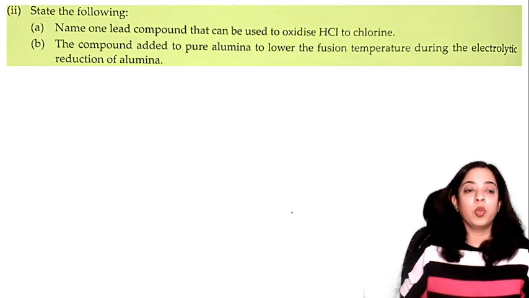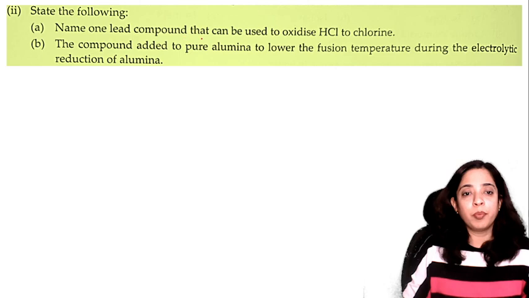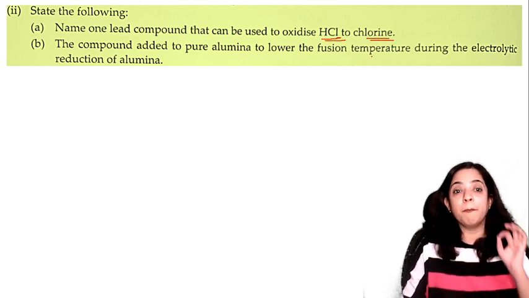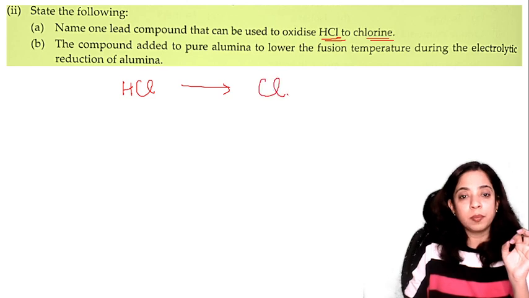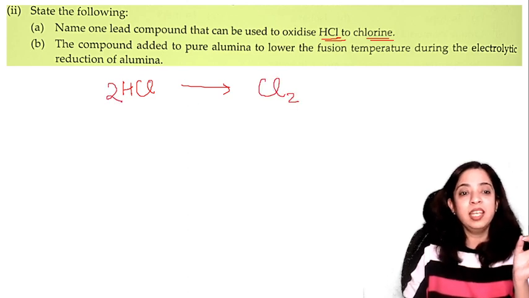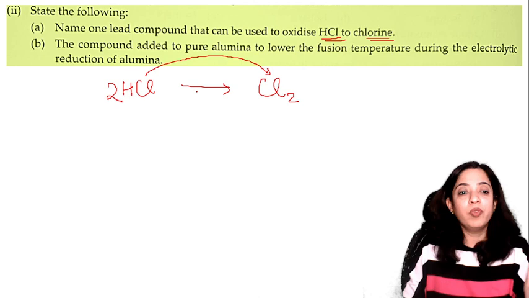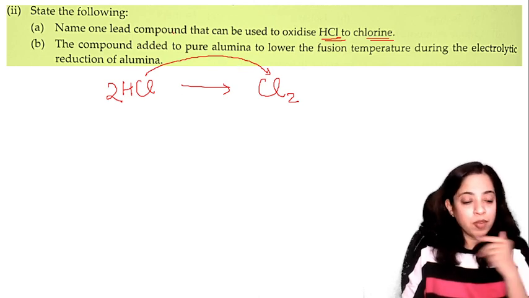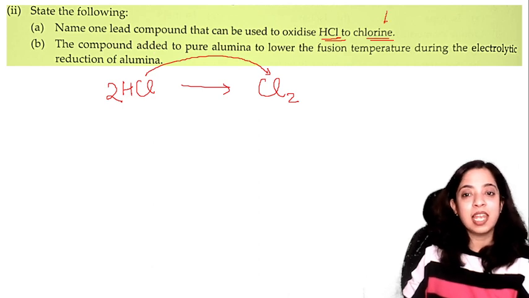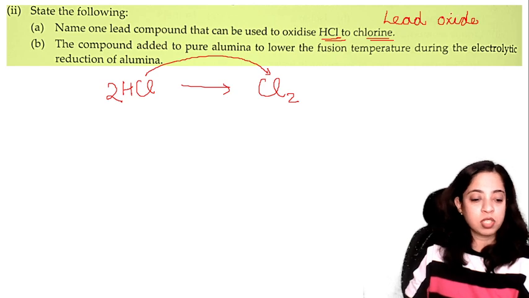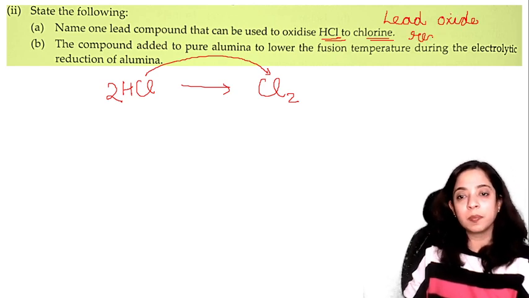Now state the following. Name one lead component that can be used to oxidize HCl to chlorine. The main important compound which is used to oxidize HCl to chlorine. Okay, so it is basically oxidizing, removing of hydrogen. So which compound is there which will do that? Okay, so the answer is lead oxide, or you can say red lead.